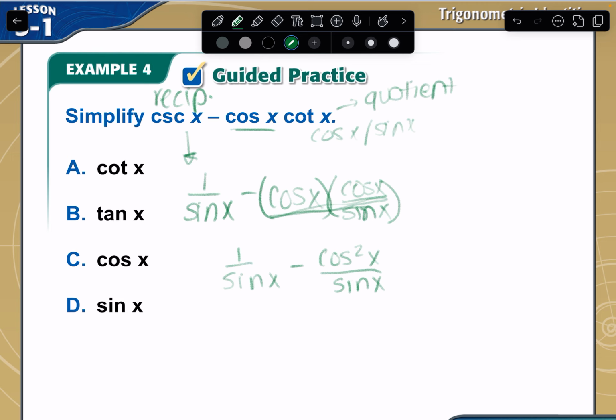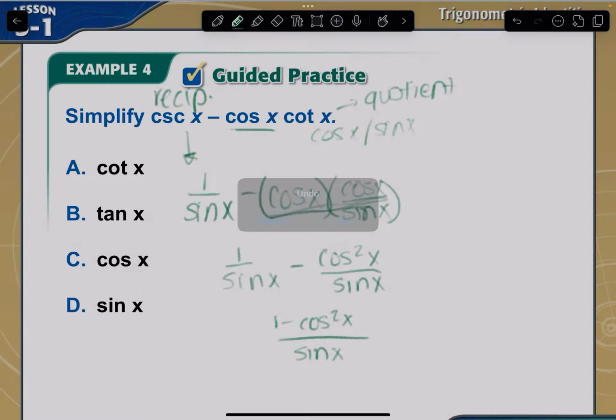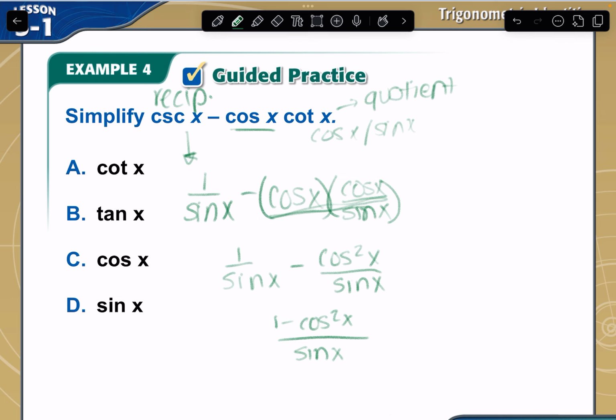From here, I have a subtraction problem. They're both fractions. They have a common denominator. So instead of writing it as 2 separate things, I'm going to combine it and write it as one thing. Not squared. So, because they have like denominators, I can go ahead and combine them.